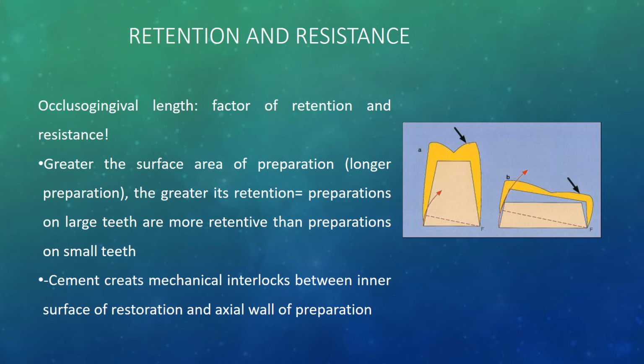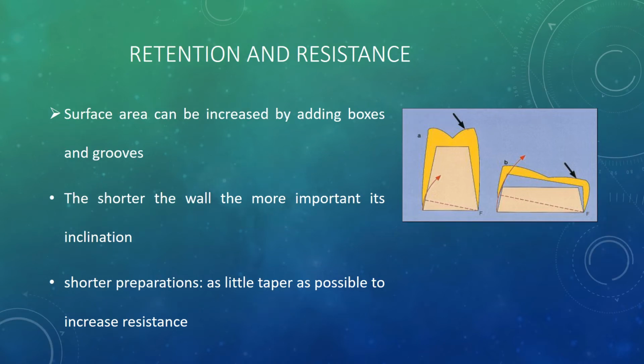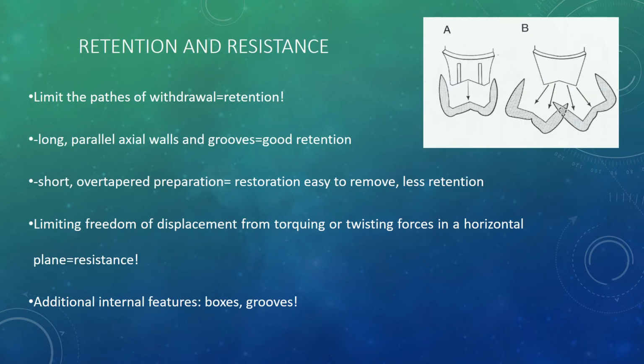It is going to be between the tooth surface and the restoration. Surface area can be increased by adding boxes and grooves if required. The shorter the wall, the more important its inclination. For a shorter preparation, as little taper as possible is used to increase the retention and resistance. So we have to incorporate all these features, guys.